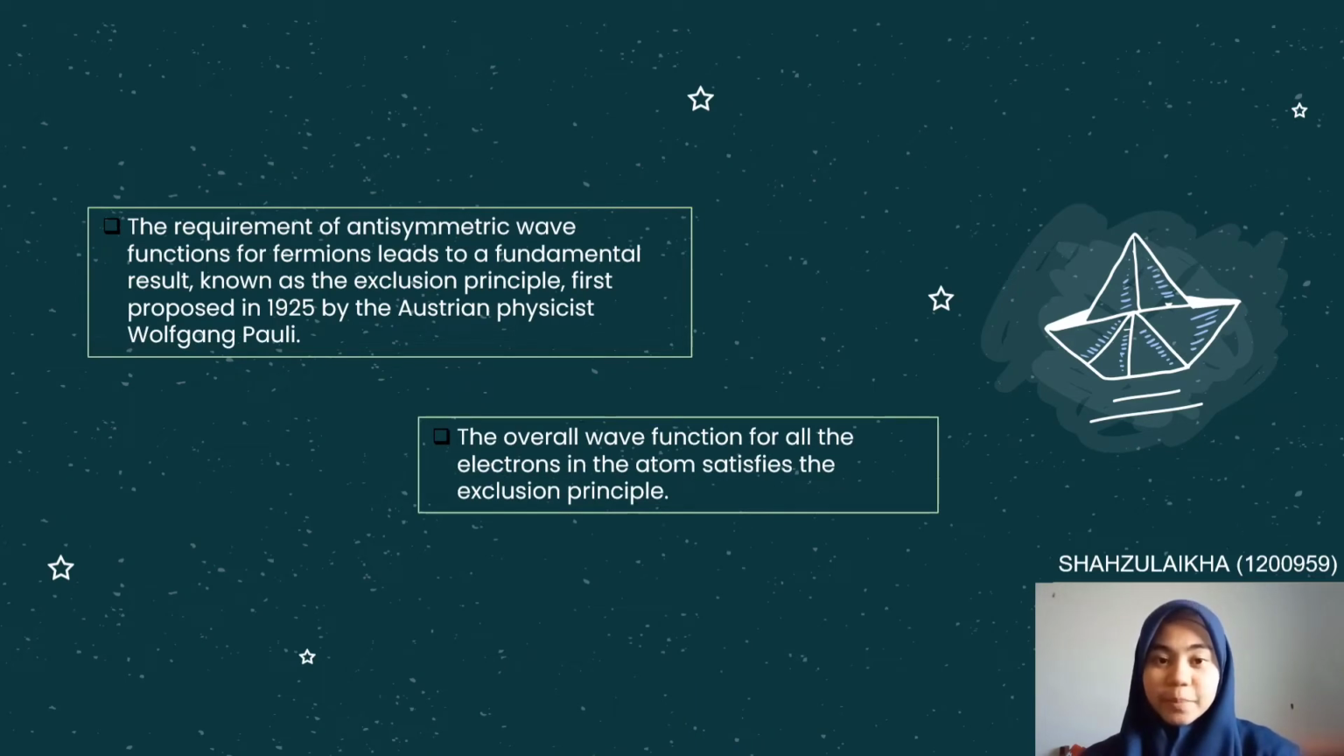The exclusion principle underlies many properties of matter, including the periodic table of the elements, the nature of chemical bonds, and the behavior of electrons in solids, which in turn determines whether the solid is a metal, an insulator, or a semiconductor. Each electron has its own wave function called an orbital. The global wave function for all electrons in an atom satisfies the exclusion principle.